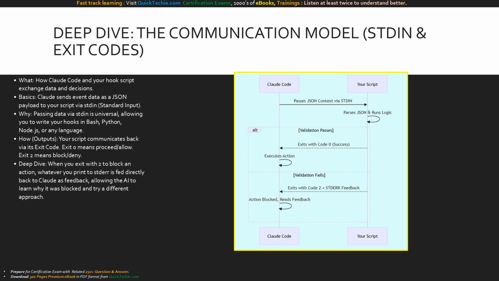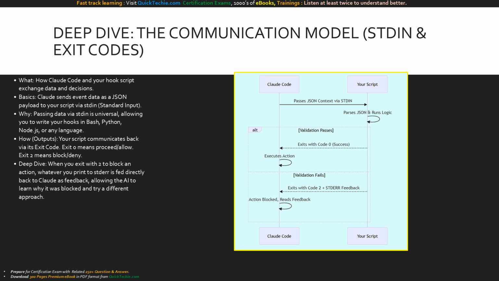To truly master hooks, we must understand the underlying communication model. How do Claude Code and your custom script actually talk to each other? The basics. When an event fires, Claude packages all the context into a JSON payload and pipes it directly into your script's standard input, or stdin. Why use stdin? Because it is a universal standard. It means you can write your hooks in Bash, Python, Node.js, or whatever language you prefer.